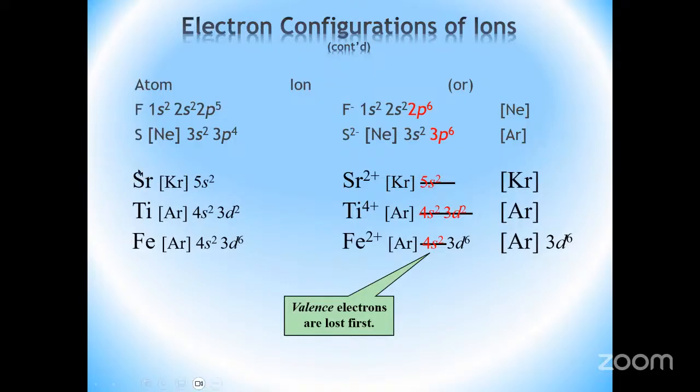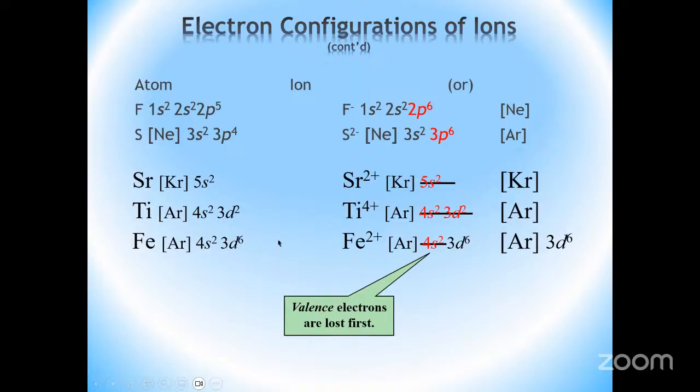In the case of fluorine, this is the electron configuration. It will gain 1 electron to completely fill this 2p sublevel, and you're going to end up with this, which is the exact electron configuration as neon. In the case of sulfur, this is the electron configuration right here. To get the corresponding ion, you add 2 electrons to this, and you're going to end up with this electron configuration here, which is the same as the electron configuration of argon.